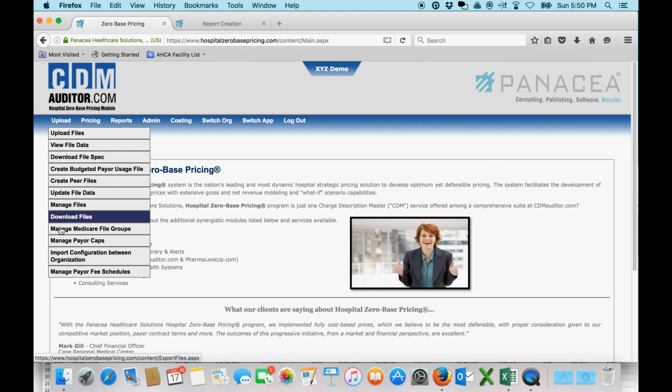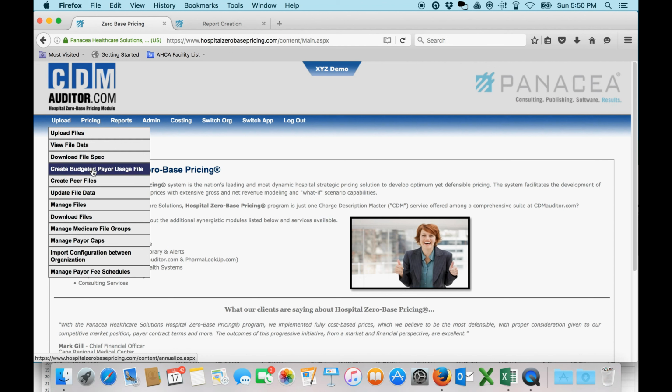This is also where we would manage any of our payer fee schedules. We do load up into the system any commercial managed care fee schedules. Automatically, you'll find the Medicare and APC fee schedules for your organization in the system. This is where you would manage payer caps in the system. So in addition to charge payer percentages, if you have payer caps, we manage that within the system here so we could calculate the impact of our model on payer caps.